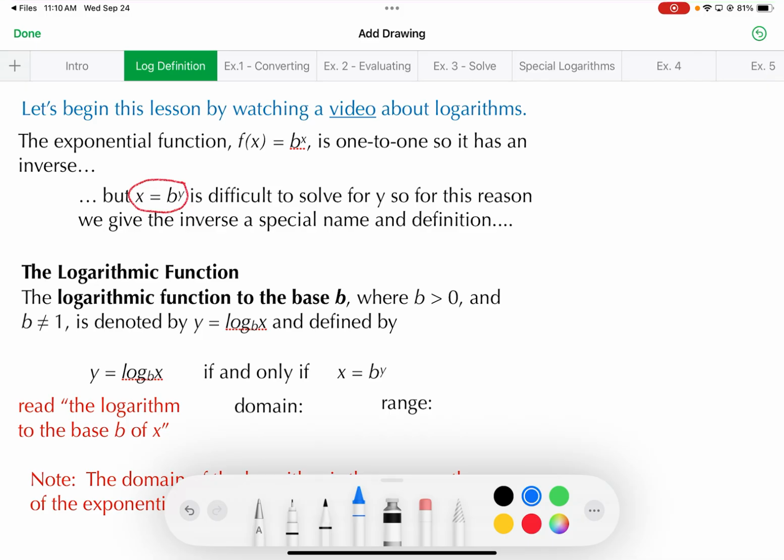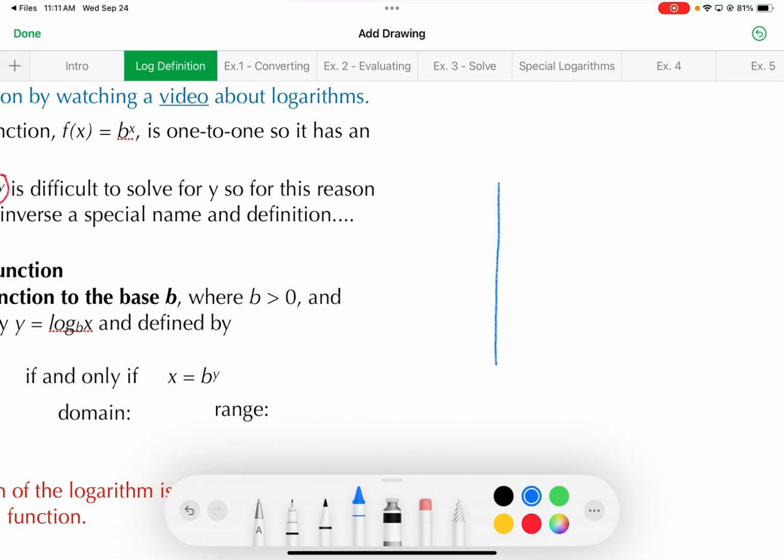It's the inverse of an exponential, right? So let's review. Let's give you an example. Something real simple. y equals 2 to the power of x. All right. 2 to the 0 power is 1. 2 to the first power is 2. 2 to the second power, 4. 2 to the negative first power, 1/2. 2 to the negative second power, 1/4. Okay, so here's the graph of the exponential, y equals 2 to the power of x.